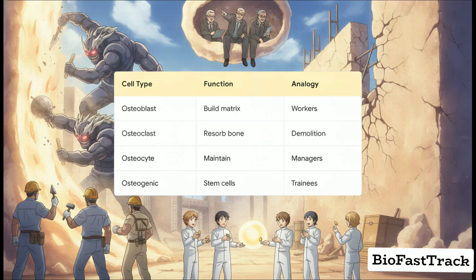Next up, osteocytes. Think of them as the retired managers. These used to be osteoblasts, but they got trapped inside the very bone matrix they built. Now they just sit in little caves called lacunae and manage the surrounding tissue. And finally, osteogenic cells. These are your trainees, just stem cells waiting to differentiate into osteoblasts when duty calls. Honestly, just remember this mnemonic. Blasts build, clasts crash, and cytes sit.